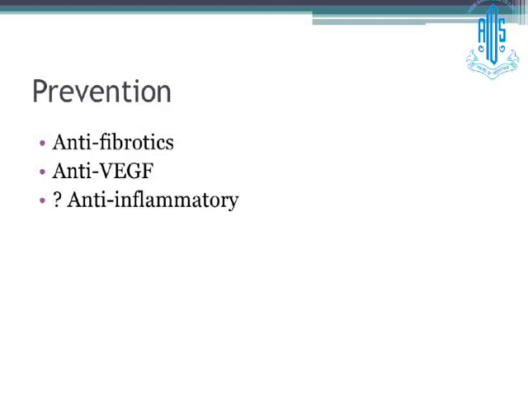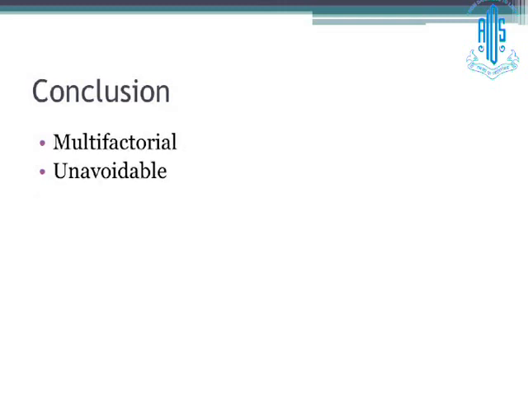So, how to prevent it? We have options of antifibrotics, we have anti-VEGF, and probably in future anti-inflammatory drugs. Dr. Jani will be talking more extensively on this, how to prevent this bleb fibrosis, in the next presentation. So in conclusion, bleb fibrosis is a necessary evil, and it's multifactorial and probably unavoidable because aqueous is finally going to come in contact with the tissue and lead to some fibrosis. Thank you very much.